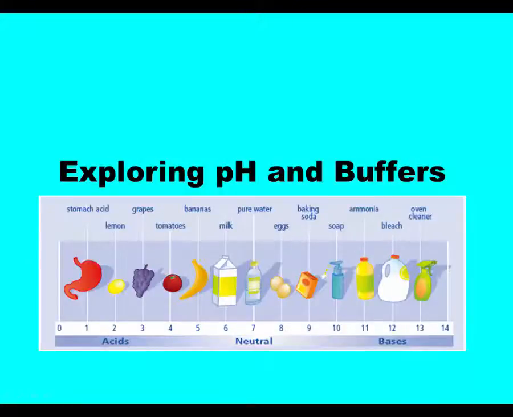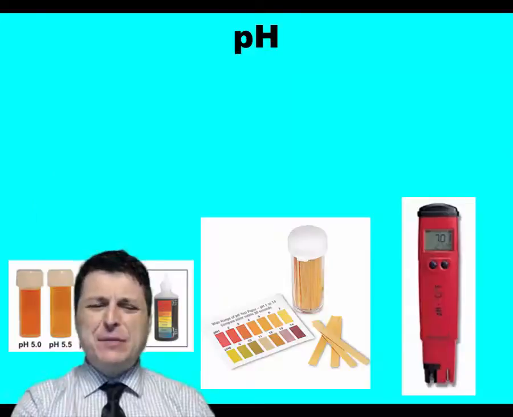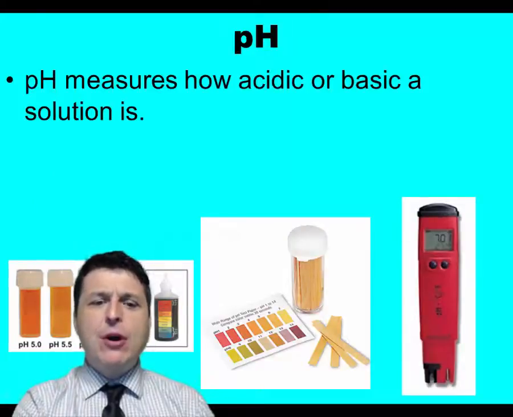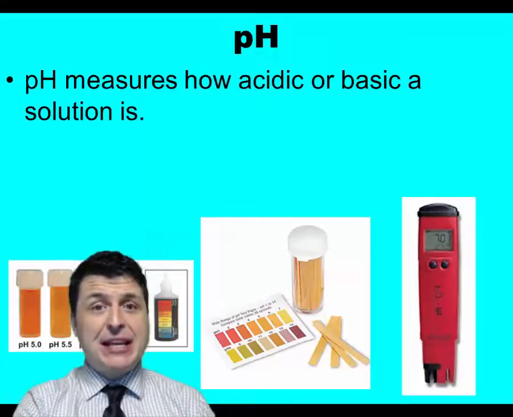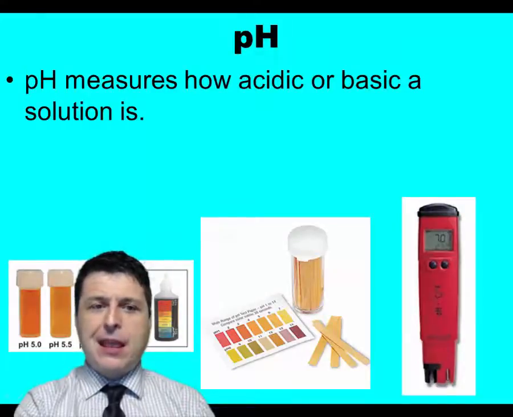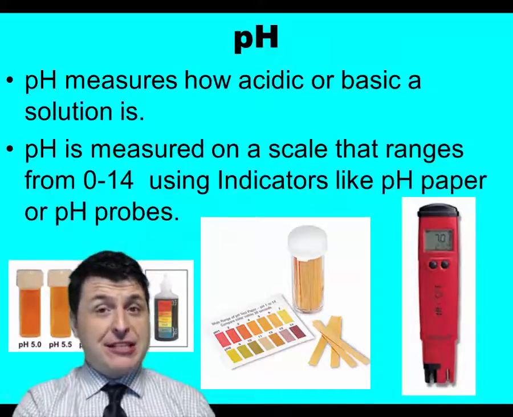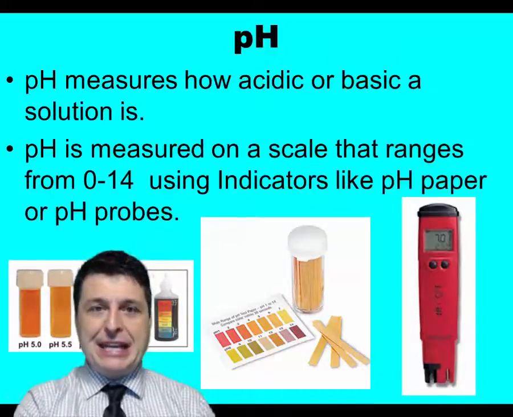In this video, we will be exploring pH and buffers. So what is pH? Well, in general, we say that pH is a measure of how acidic or basic a solution is. Now, pH is measured on a scale from 0 to 14.